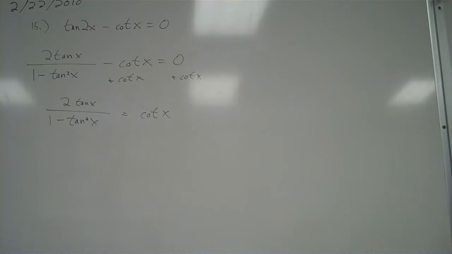Anybody have any idea what might be a good second move? Well, tangent squared x is the same thing as 1 minus cosine 2x over 1 plus cosine 2x. True, yes, but we already got the tangent 2x substituted. Once you get rid of the coefficient in front of the x, the multiples, you don't want to go back. You want to keep it all tangent and cotangent x's. It's very hard to solve otherwise.